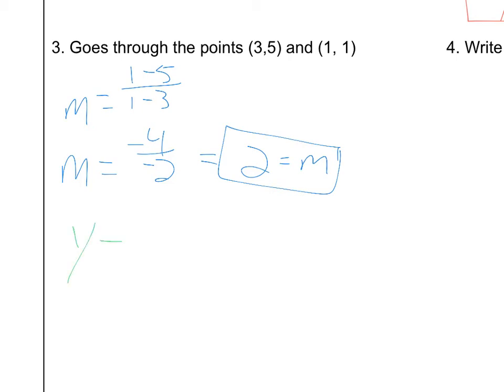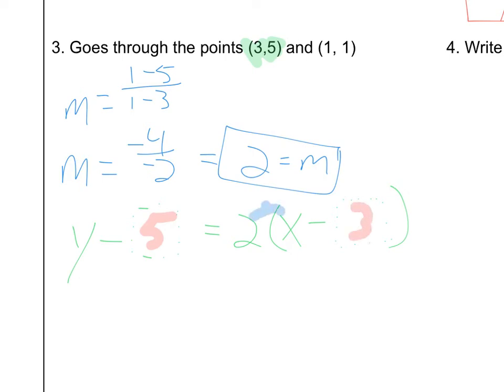And now I can go straight into my point slope form, where it was y minus y1 equals slope times x minus x1. And I have to choose either one of these 2 points. It doesn't matter which one. I'm going to choose this one because why not? Doesn't matter which one I choose. The y value is 5, so y minus 5 equals 2 times the quantity x minus x1, in this case was 3.